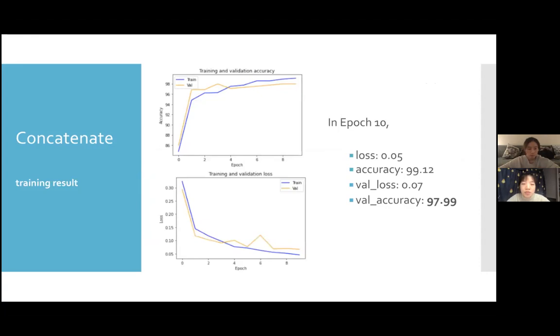And we trained the model for 10 epochs. From the result, we discovered that the validation accuracy for this model can reach almost 98%. Besides, the loss and the accuracy curves are very stable compared with the previous fine-tuning ones.